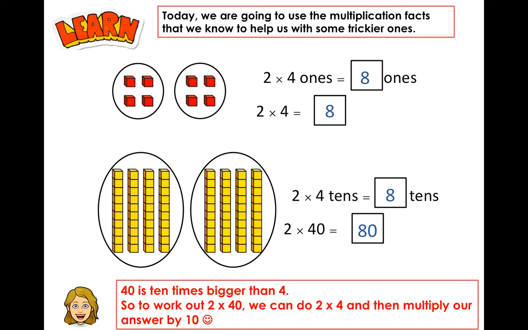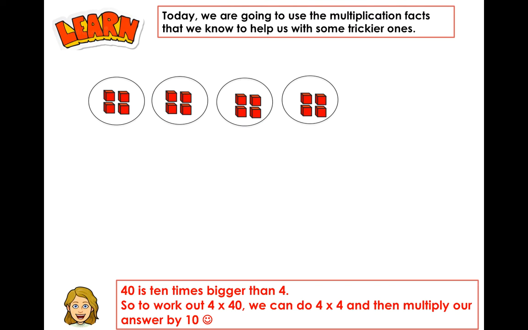Now remember, we practiced multiplying by 10 yesterday. Who can remember the rule? What did we do? That's right. When we multiply a number by 10, the digits move one place to the left, and then we add a placeholder 0 to fill in that gap. Okay, let's look at another example.